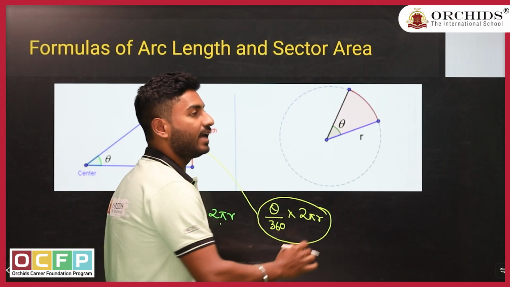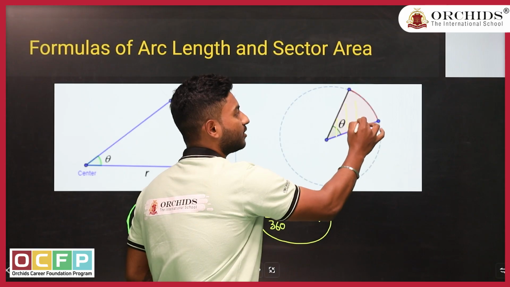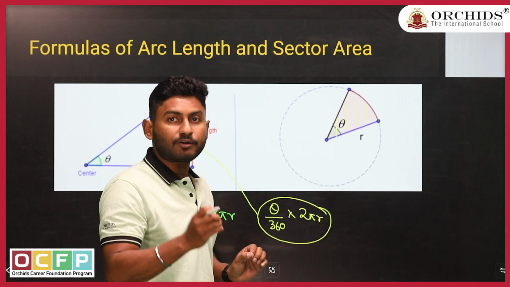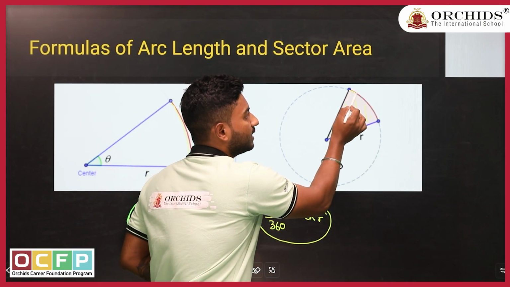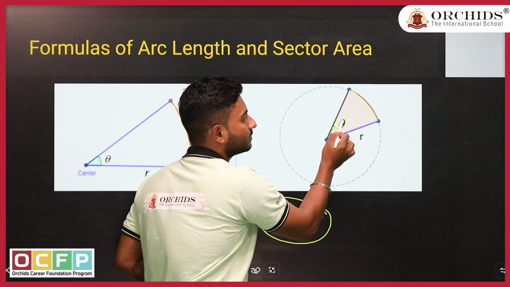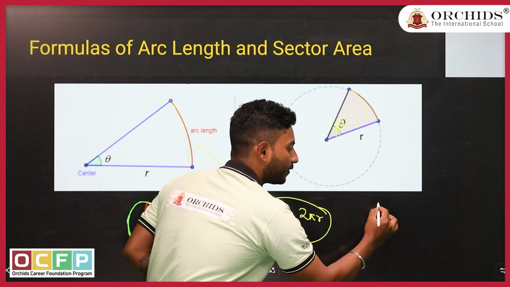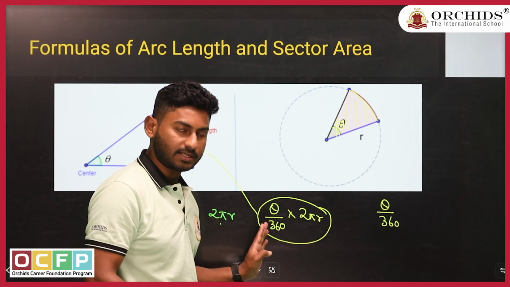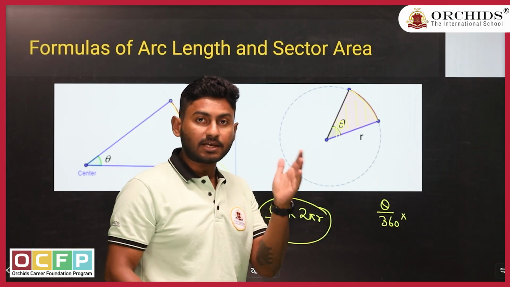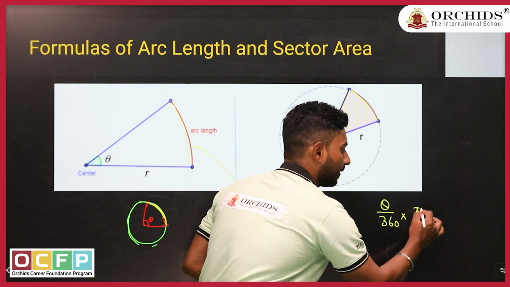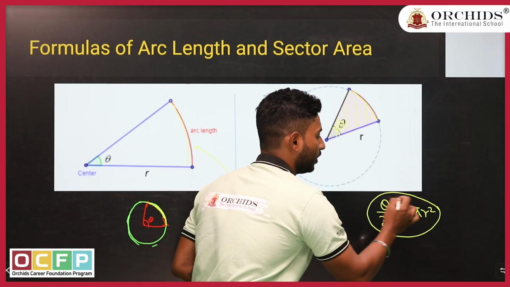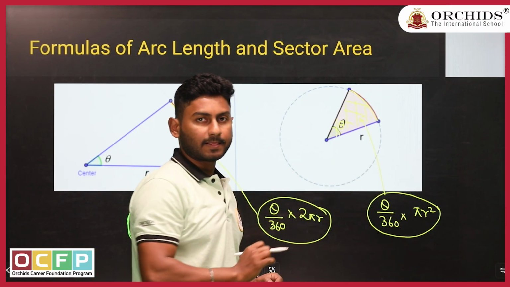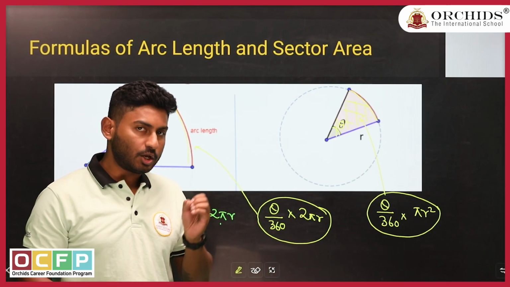Similarly, to find the area of a part of a circle, we know that the area of the circle is pi r square. If I need to find a part of it where the arc is subtending an angle theta, what will be the formula? It will be theta by 360 again, and this time, since we are concerned with the area, we multiply with the area pi r square. So here is the formula for the area of a sector. We call this a sector. If you are clear with these two formulas, we can start with the questions.